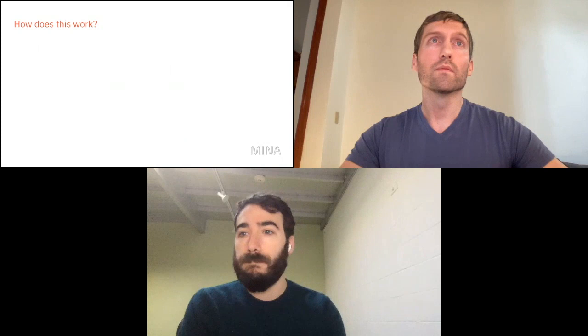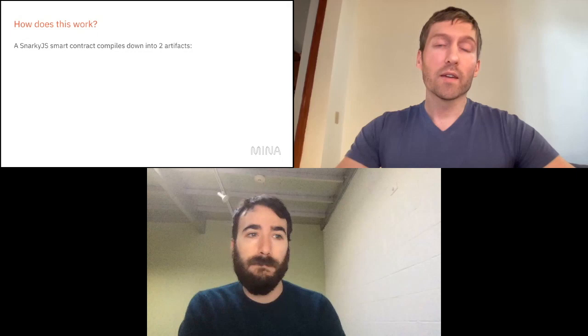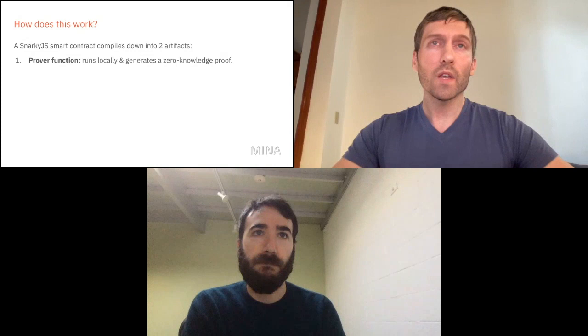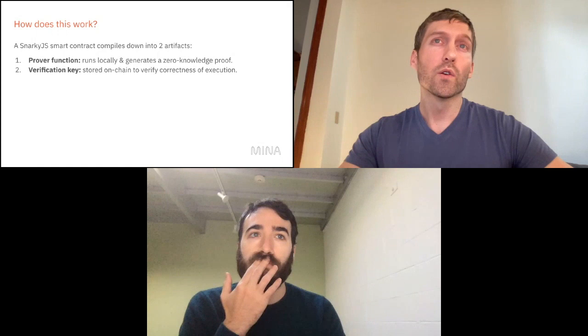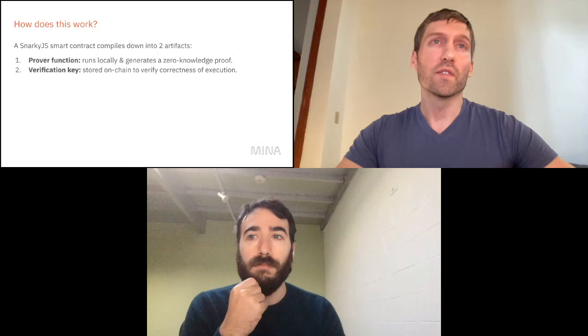When a developer writes their smart contracts, it compiles down into two main artifacts. One is the prover function. This runs locally in a user's web browser and generates a zero knowledge proof. Secondly is the verification key, which is stored on-chain. It's sent on-chain when the developer deploys their smart contracts. And it's used to verify the correctness of the execution.